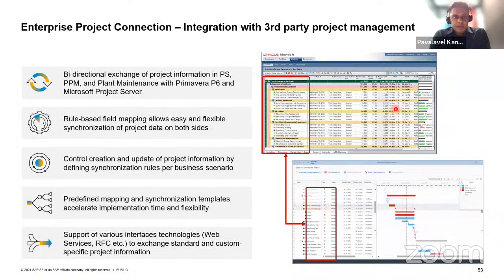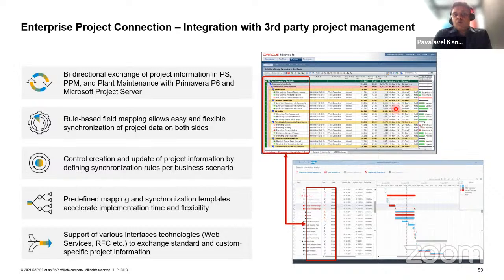Okay. Then coming to enterprise project connection. Project management tools are usually integrated with third-party applications. As part of ePPM, we also have this enterprise project connection, which is available. This is a bidirectional exchange of project information between Project System, PPM, and Plant Maintenance with applications like Primavera and Microsoft Project Server. This is a separate application which can help you sync the data from Project System, PPM, and Plant Maintenance into other applications.